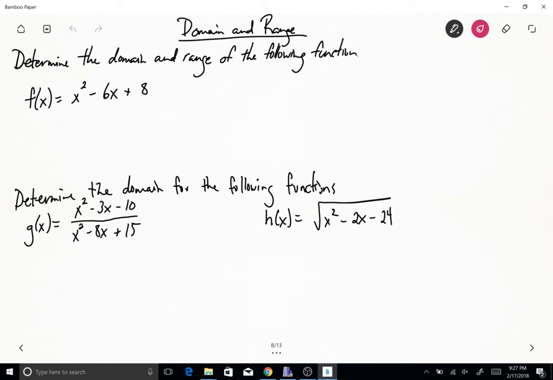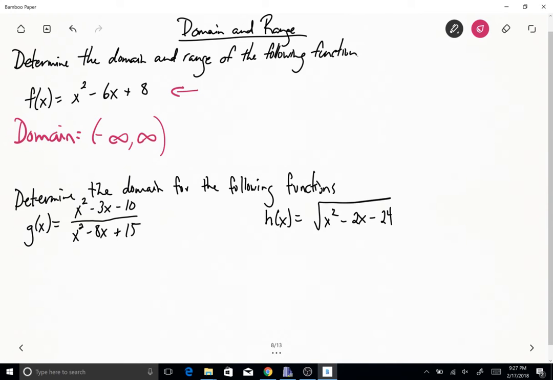So the domain on this one's pretty easy. Notice I can plug in any value for the x. There's no worry about that. So our domain is negative infinity to positive infinity. You can plug in all real numbers. There's no violation. I can square every number. I can multiply every number by 6, or negative 6. Doesn't make a difference. So our domain is that range. Now, the range is going to be a little bit trickier, and that's where you want to find the vertex.